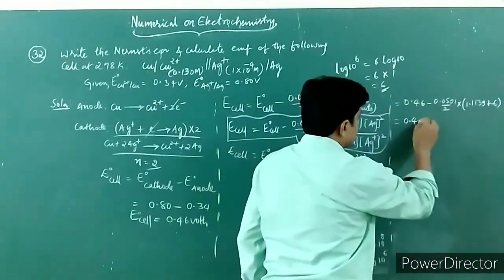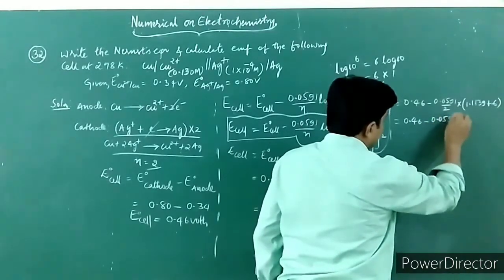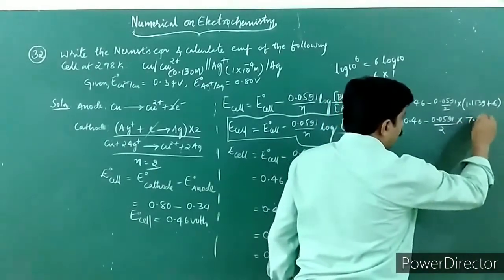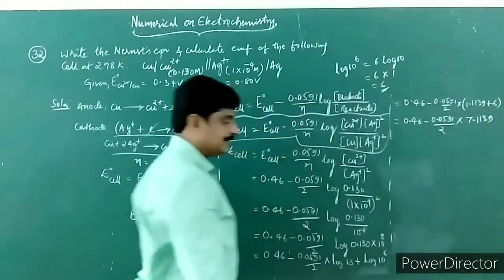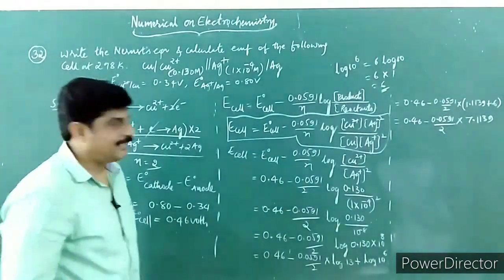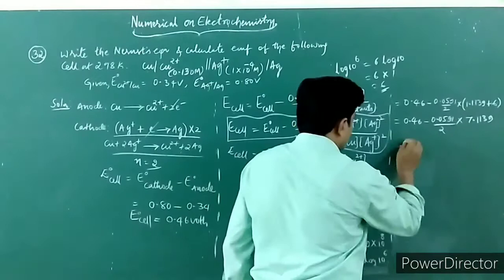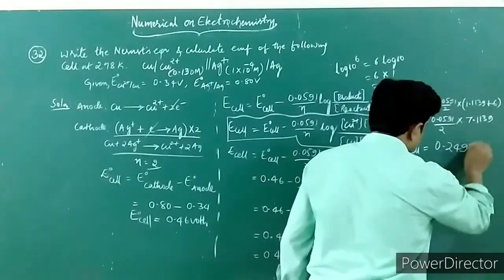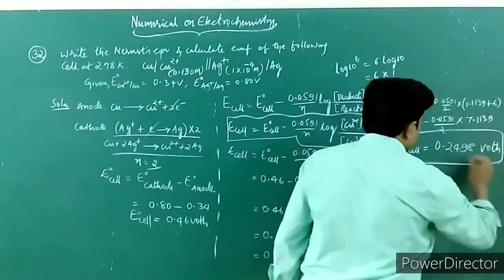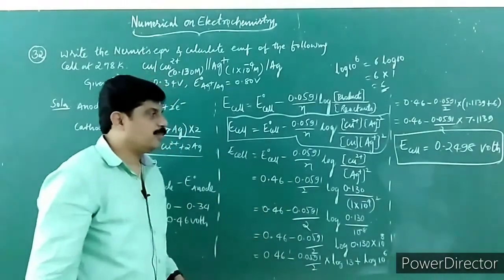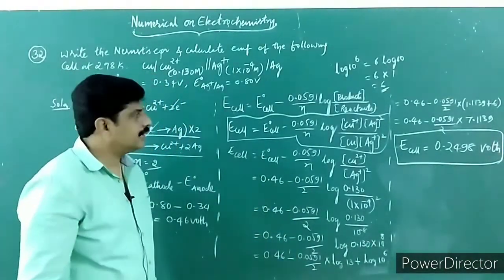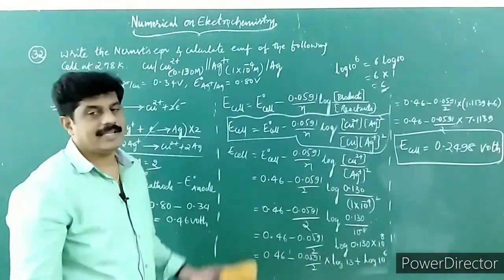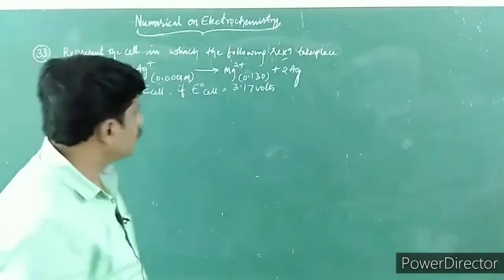Now 0.46 minus 0.0591 upon 2 into, look at here, 7.1139. Children, hope you understand that, right? Now if you simplify, you are going to get E cell is equal to 0.2498 volts. Simplify that, you are going to get around 0.2498 volts. Children, this is how you are supposed to solve the numerical where they ask you to find out E cell of a given cell.